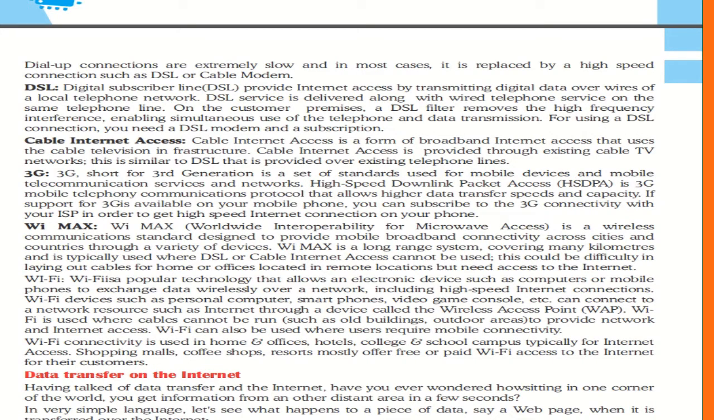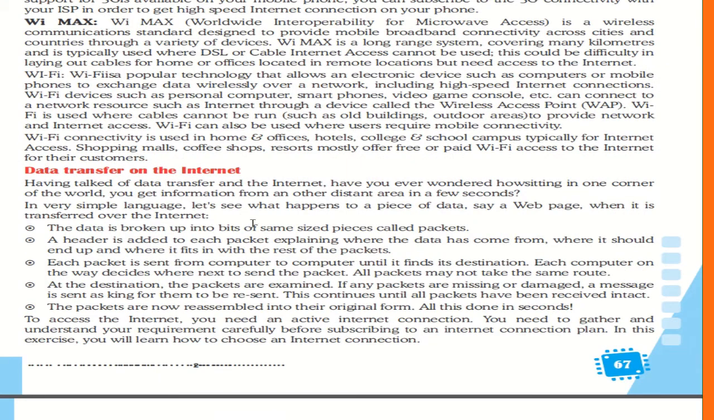Next is data transfer on the internet. How are you able to transfer your data on the internet? Through the communication medium, and in the communication medium you will not pass your data in one go. You will make it into small packets and forward that data. First is through packets. Second, a header is added to each packet explaining where the data has come from and where it should end up. Next, each packet is sent from computer to computer until it finds its destination. At the destination, the packets are examined first. If any packets are missing or damaged, a message is sent asking for them to be resent, or the packets are reassembled into their original form. By this method, the data is being transferred on what?